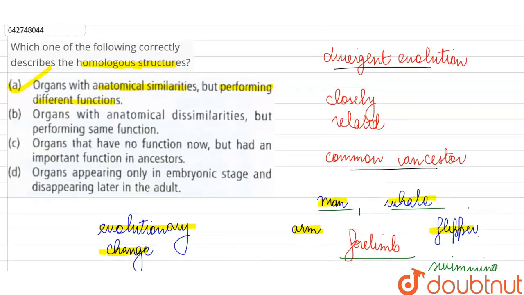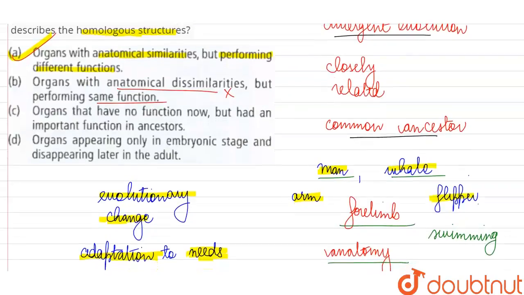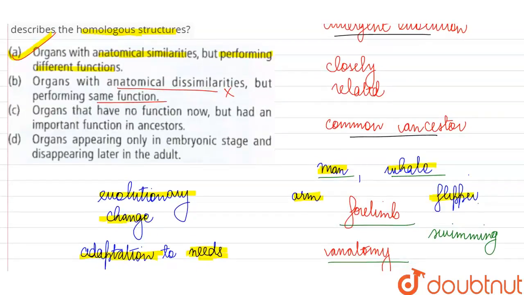So option A is the correct answer, because if you look at the rest of the options, in option B they are saying anatomical dissimilarity. So that is not correct. They are saying anatomically different but function is same. So this is the exact opposite of what we were just discussing. Then they are saying they have no function. Now an organ which has no function is not homologous. Such an organ is known as a vestigial organ. So again, not our correct answer.